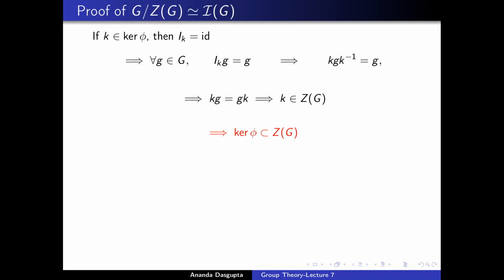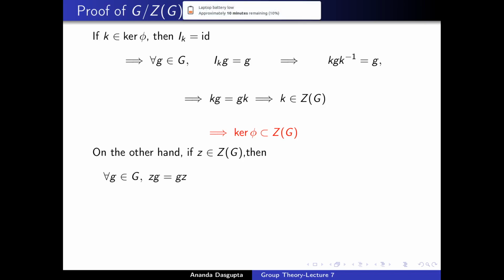Our aim, remember, is to prove that these two sets, kernel of phi and Z(G), are exactly the same. What we have done is we have shown one-way inclusion, that is, kernel of phi is a subset of Z(G). What we need to show is that the inclusion also works the other way. And for that, let us pick an element, small z, from the center of the group Z(G). Then, of course, by definition, for all small g belonging to capital G, z g must be equal to g z.